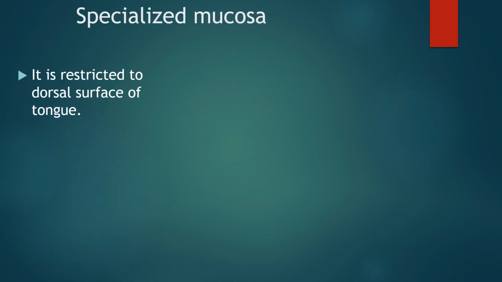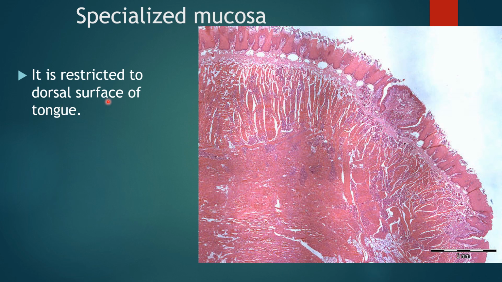So next, the third type of mucosa which is present in the oral cavity is the specialized mucosa. Up till now we have studied the lining mucosa and the masticatory mucosa. Third is the specialized mucosa. This specialized mucosa is restricted to the dorsal surface of the tongue, where the mucosa is thrown into special elevations called the papilla.